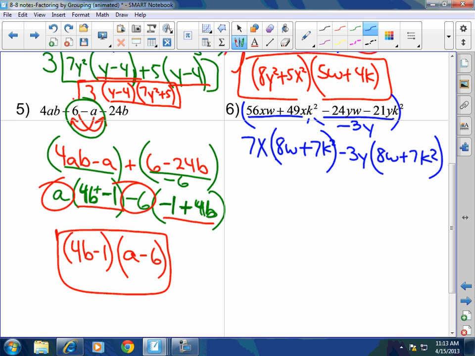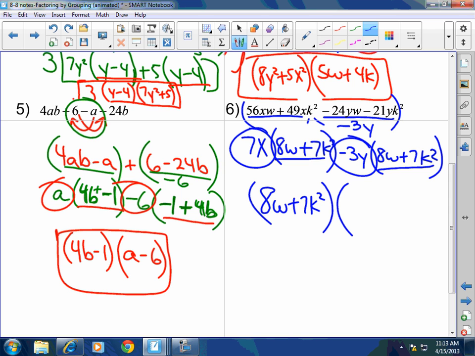So that's squared and that's squared. So now I have 8w plus 7k squared, 8w plus 7k squared. Factor that out. 8w plus 7k squared times the leftover binomial of 7x minus 3y. Does that make sense, gentlemen? You are done with factoring.